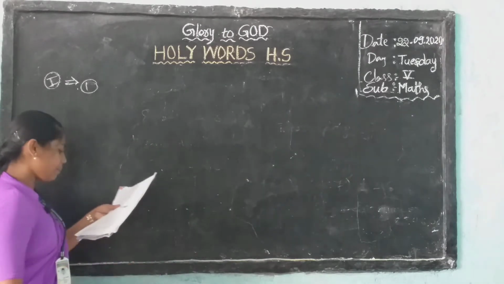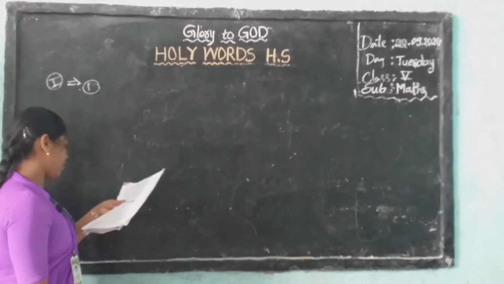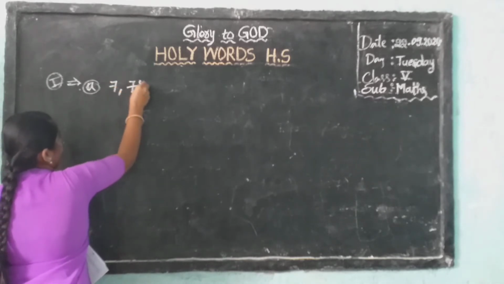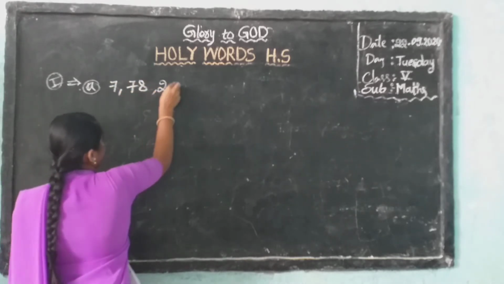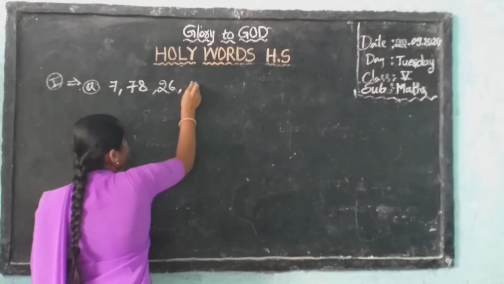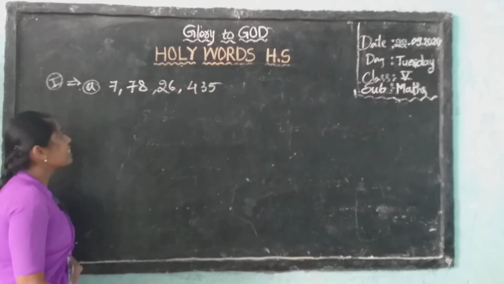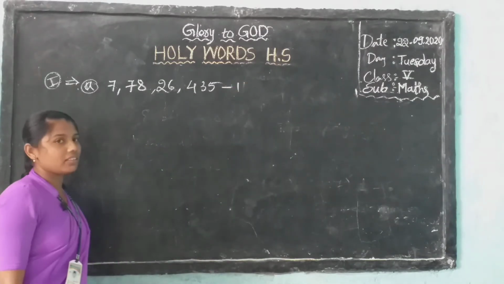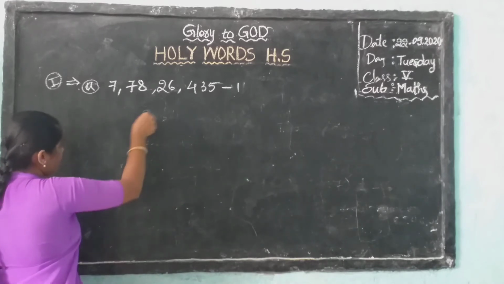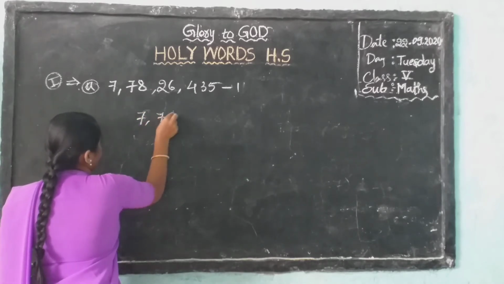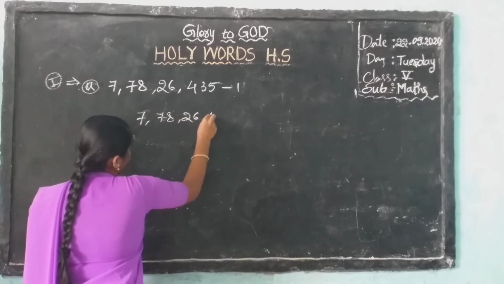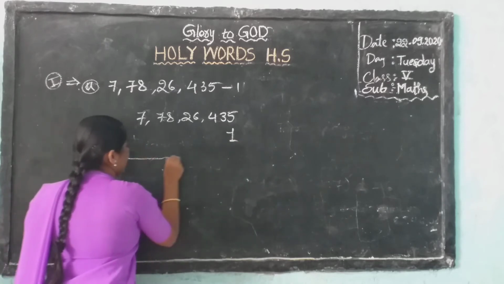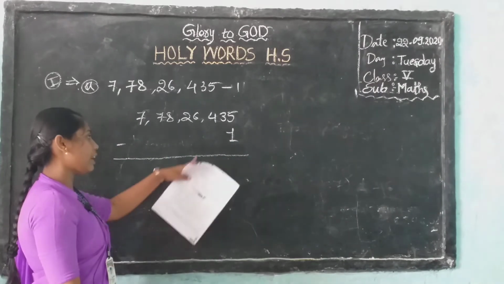Second bit. Find the predecessor of the following numbers. Our first problem, A, 7 crores, 78 lakhs, 26,435. So this is the model of predecessor. Here we subtract 1. Okay, so 7 crores, 78 lakhs, 26,435 minus 1. For a successor problem it is plus 1, and here it is minus 1.